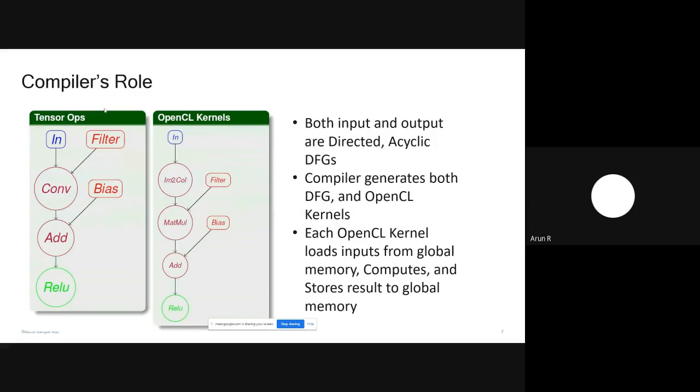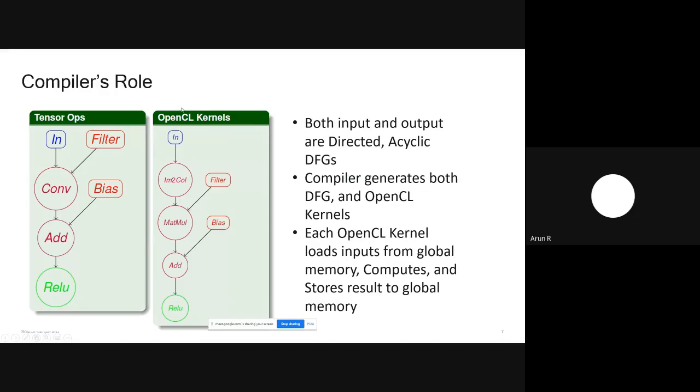Okay. So what's the compiler's role? Given a data flow graph of tensors, the compiler has to do two things. One is it has to convert this data flow graph of tensors into a data flow graph of OpenCL kernels, and both these graphs are directed and acyclic. In inference, we will mostly encounter these acyclic tensor computation graphs.